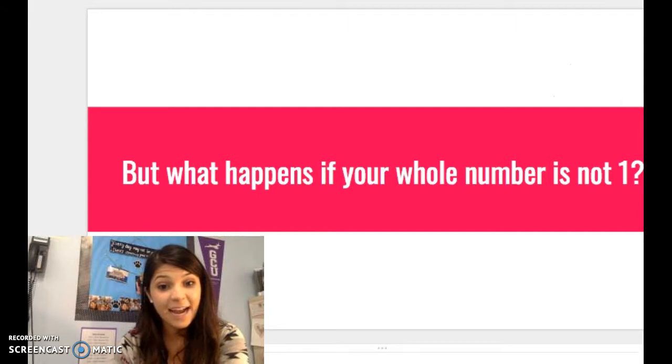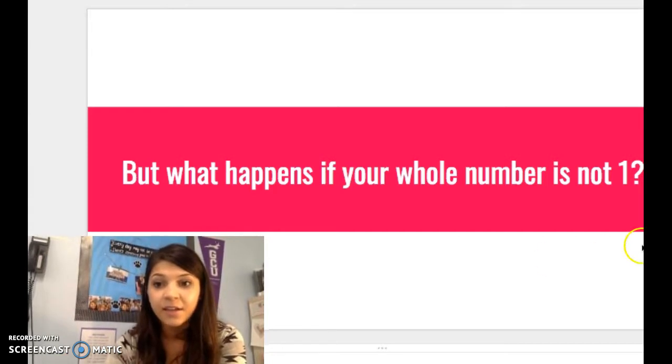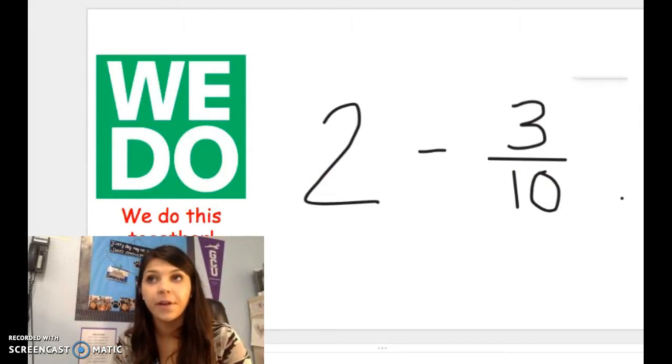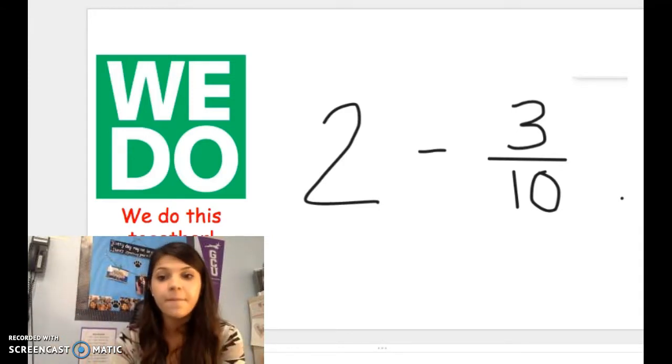But a friend of mine asked me today, what happens if your whole number isn't 1? What happens if it changes to something like 2? Well, that's what this next problem is all about. I'm going to show you what we do when our whole number isn't just 1, when it happens to change to a different number like 2 or 3 or 4 or 5, right?